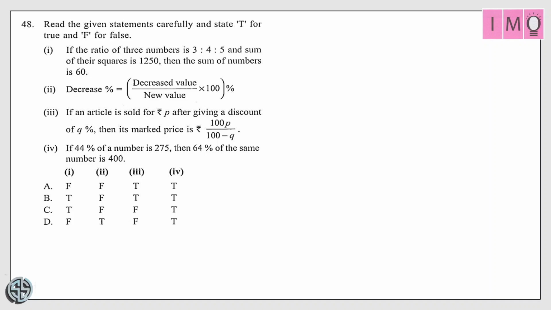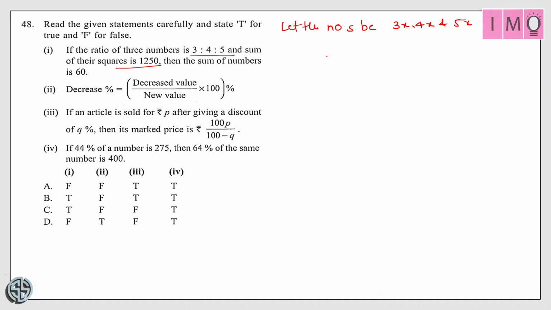Now let's move to the 48th question. Here you have to check all the statements and tell which of them are true or false, right? So just check the first statement. If the ratio of three numbers is this and the sum of their squares is this, then the sum of the numbers is 60. Okay, so we know that if the numbers are given in a particular ratio, we always assume the numbers to be 3x, 4x and 5x, right?